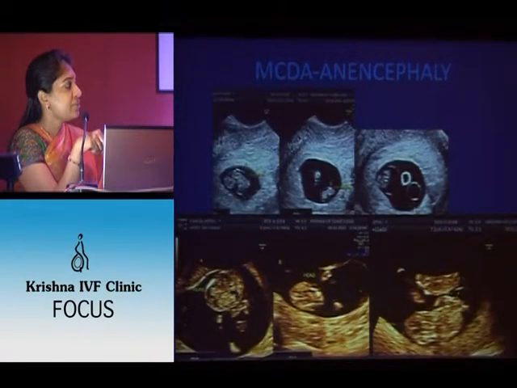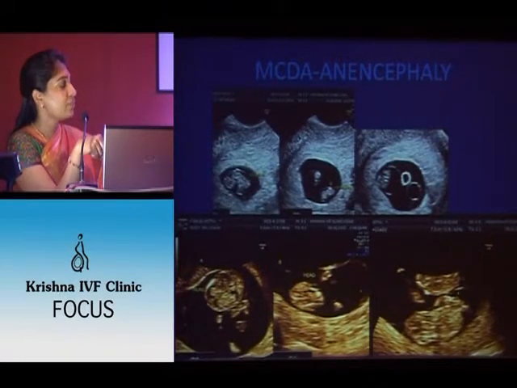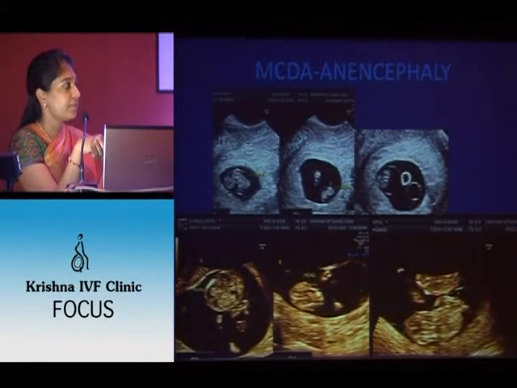And this is another one which I showed earlier, discrepancy in the CRL. At the same time, the yolk sac also is abnormal. One is big, more than 6 millimeters. This is a monochorionic twin pregnancy, discrepancy in the size of the CRL, size of the yolk sac. At 11 weeks, one is an anencephalic twin.